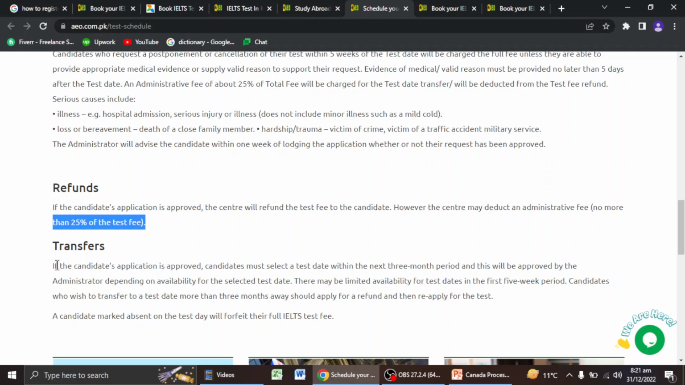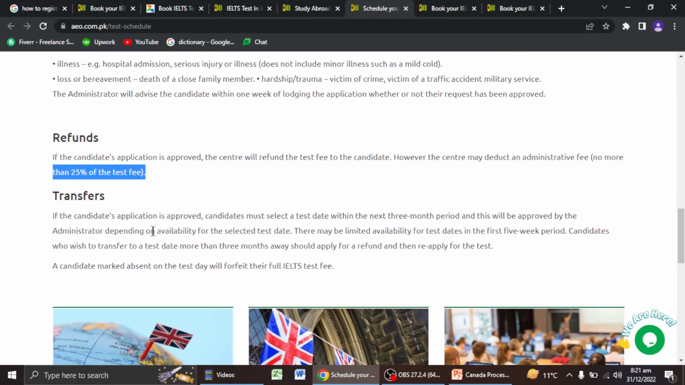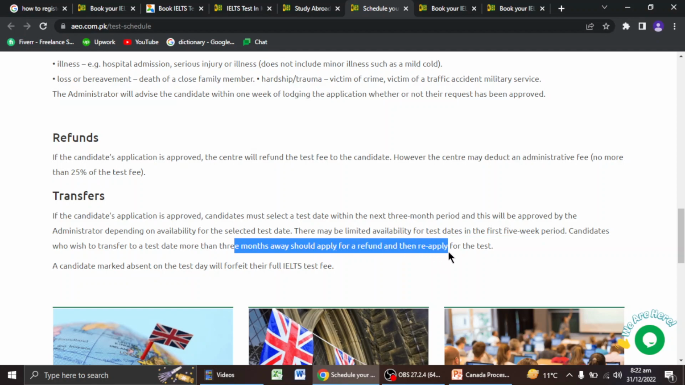And then there are transfers. You can actually select a different test date here. There might be limited availability for test dates in the first 5 weeks period. Candidates who wish to transfer a test date to more than 3 months away should apply for a refund and then reapply for the test. So, for example, if you want to choose a date that is 4 months from now, you cannot do that. And if you have already paid the fees, you need to schedule a refund with them. And after, I think, getting the administrative fee deducted, they will refund the amount, 75% of it, and then you need to reschedule the test.